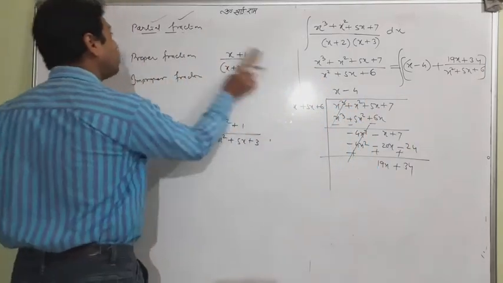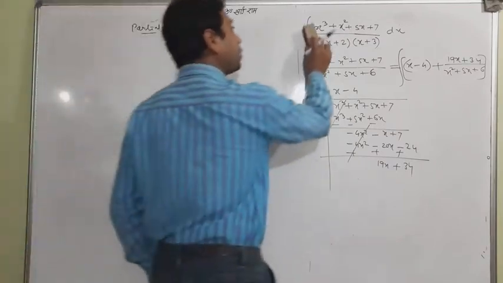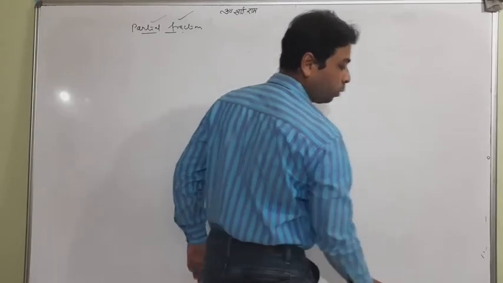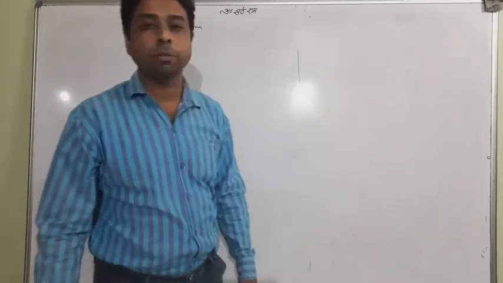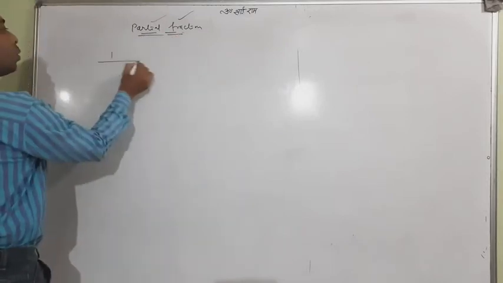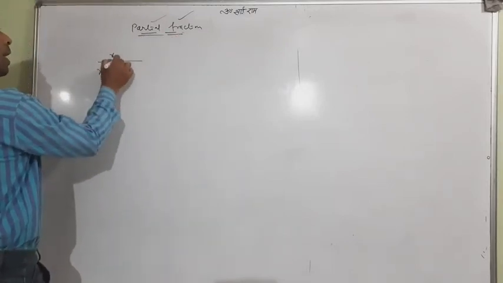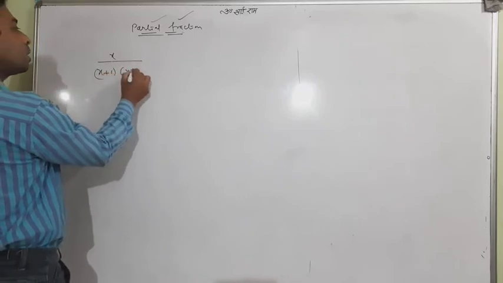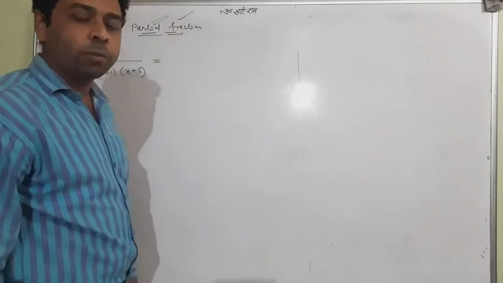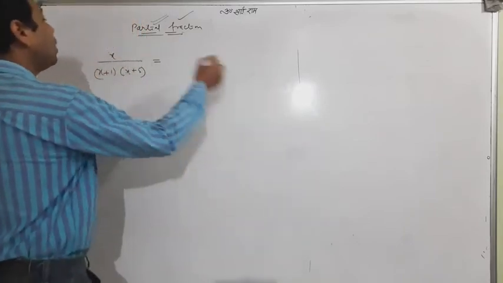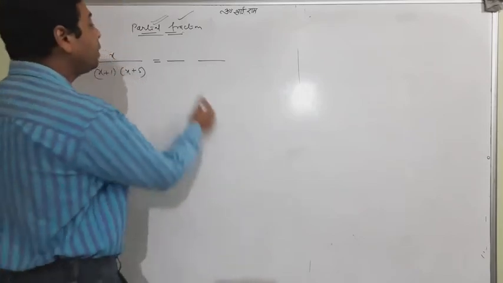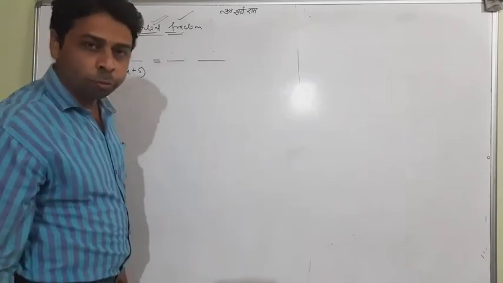So look, student, till now I have taught you what a proper fraction and an improper fraction are. Whenever an improper fraction comes, you turn it into a proper fraction by dividing. Now, again I tell you the meaning of partial fraction. Suppose x plus 1 and x plus 5 are here, and I want to resolve into partial fractions. The meaning of partial fraction is that you separate the denominator into two parts with different numerators. But I don't know what the numerator is.